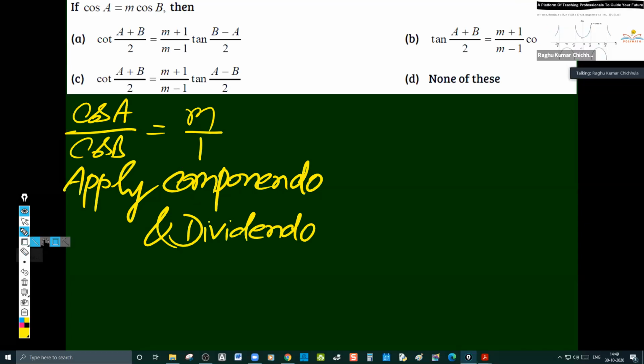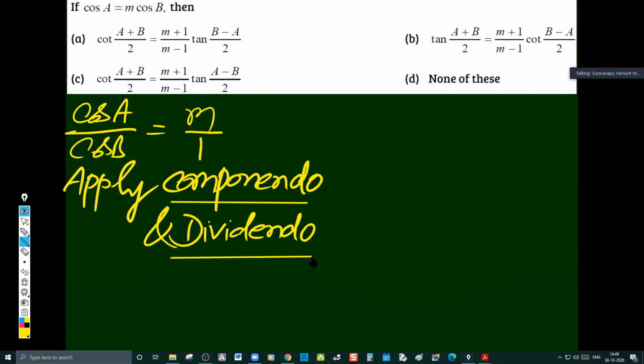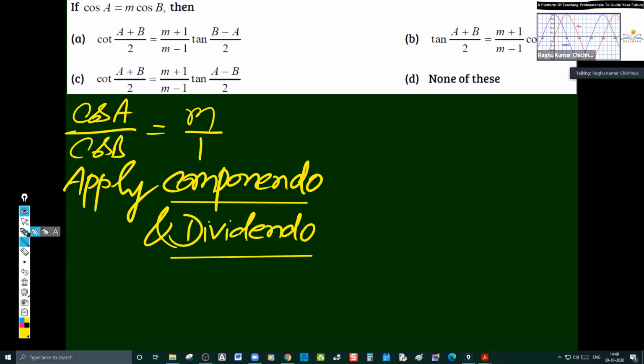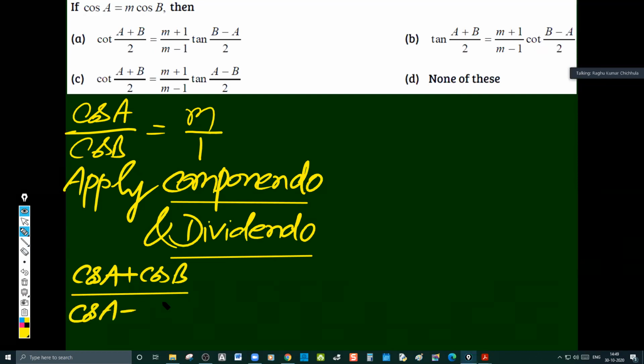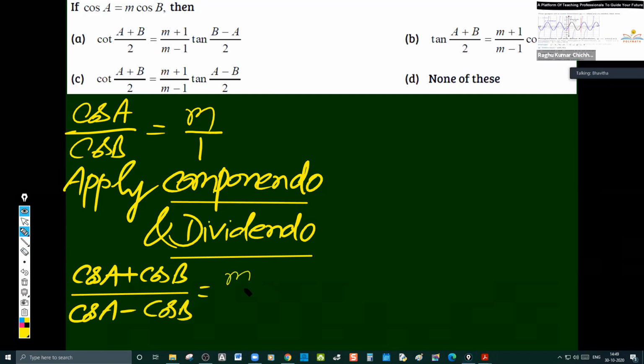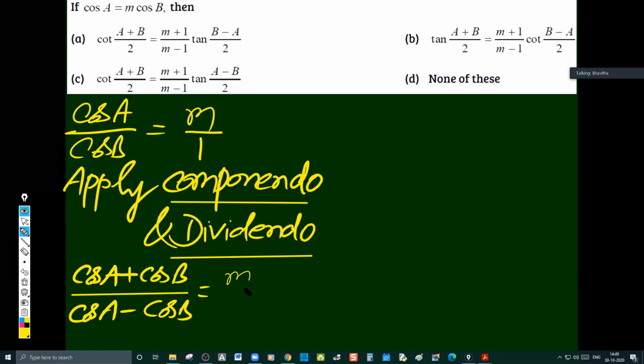Did I explain to you this componendo dividendo or not? You explained, sir. Yes, sir. But why are you not responding? So apply that. Come on, tell me, Maurya. Cos A plus cos B whole divided by cos A minus cos B is equal to m plus 1 by m minus 1.